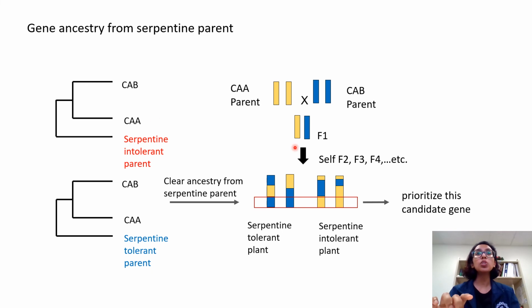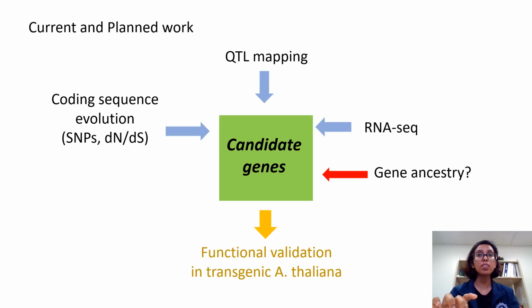How are we going to use evidence from the evolutionary study to identify candidate genes? If we see evidence of a clear ancestry from a serpentine parent for a gene that is already present in the QTL region, this would be a good candidate gene for serpentine tolerance. Currently, I am in the process of making the gene phylogenies, and once we have that information on gene ancestry, I will incorporate it with the other genomic data and prioritize candidate genes.